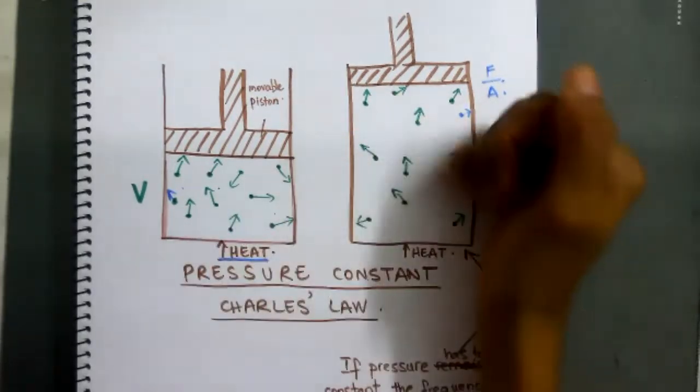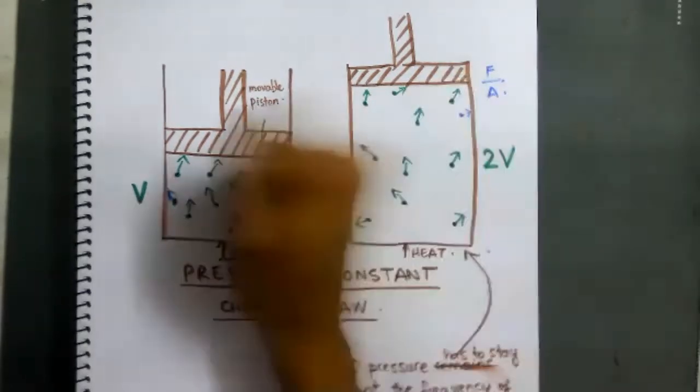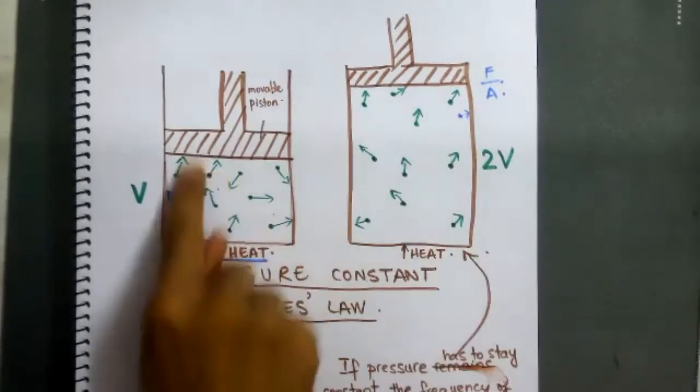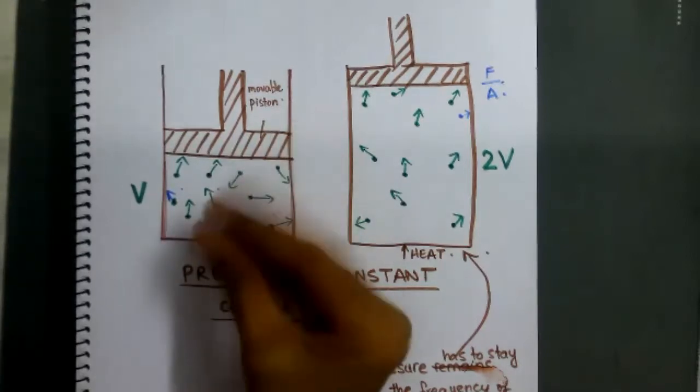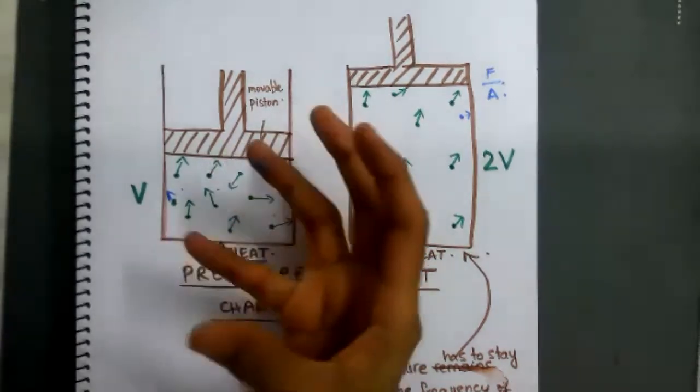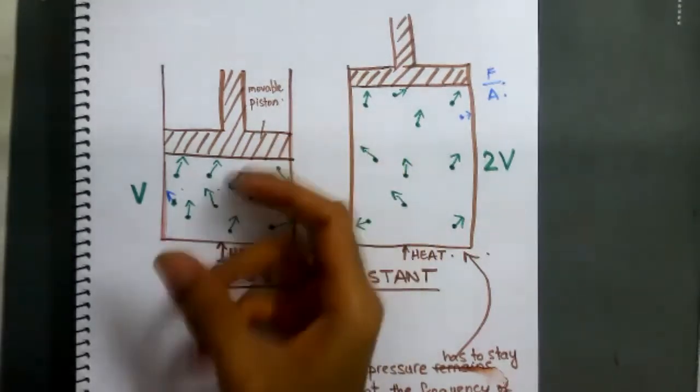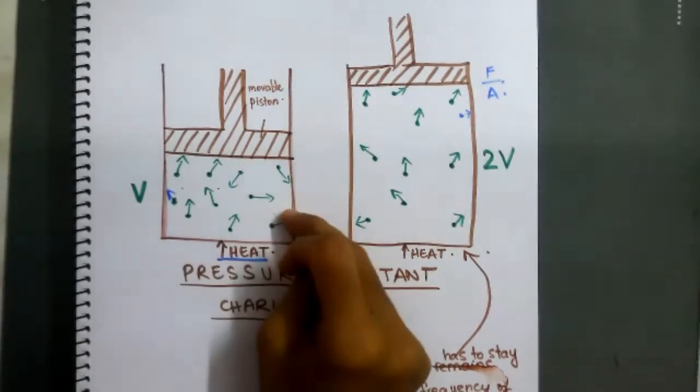And so if you decrease the volume, the temperature would increase because they would collide more. And in colliding, they are increasing each other's kinetic energy. So average kinetic energy would increase here.